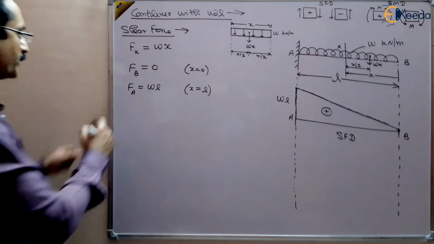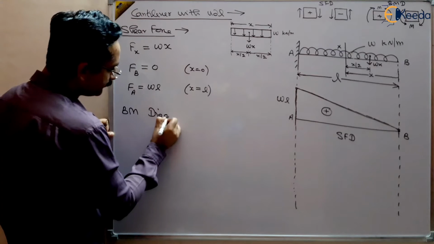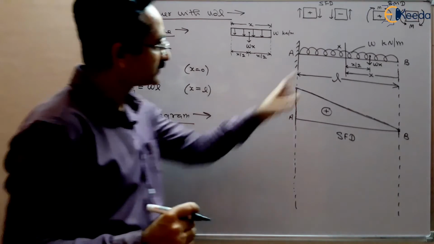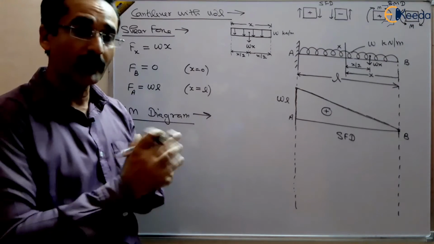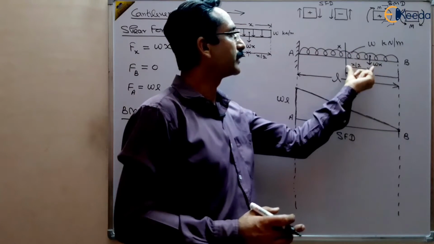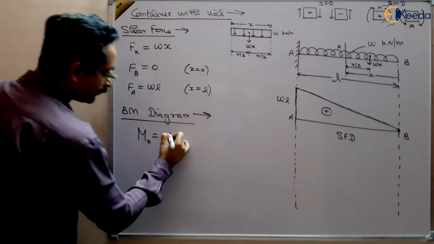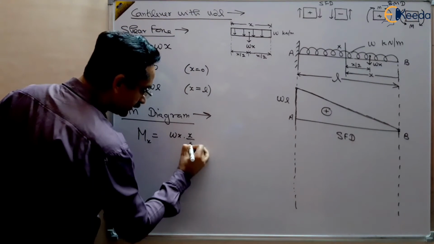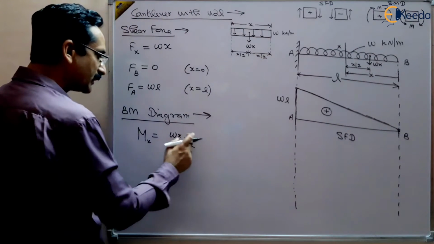Now we want to draw the bending moment diagram. This was the shear force diagram. We will find the bending moment at X. What is bending moment? It is the algebraic sum of the moments of all the forces. So take the moment of this Wx with respect to X. The distance is X by 2, because it is acting at the center, at a distance X by 2 from X. So Wx multiplied by X by 2.